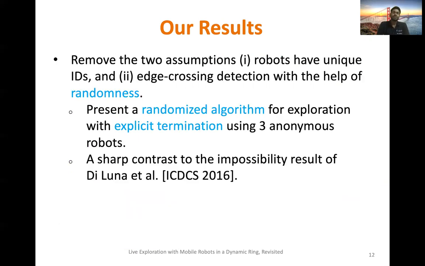Another result: if you allow us to use random bits, then we don't need these two extra assumptions, that robots have unique IDs and edge crossing detection. We can bypass them using random bits. In fact, we present a randomized algorithm for exploration with explicit termination using 3 anonymous robots, where we do not assume edge crossing detection. This is in sharp contrast to the impossibility result of DeLuna et al., who show that if robots do not have IDs, then any number of robots cannot solve this exploration in this dynamic ring.